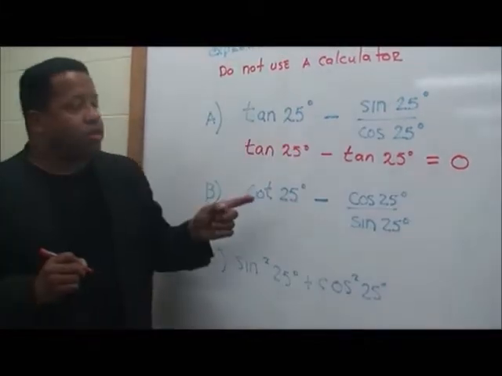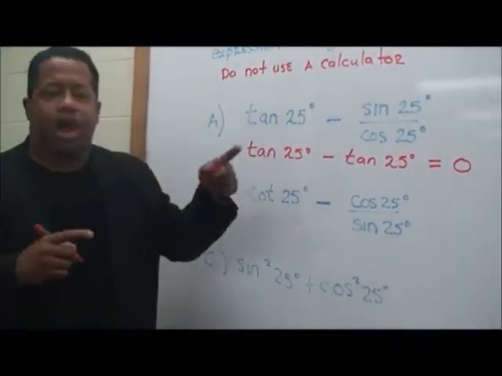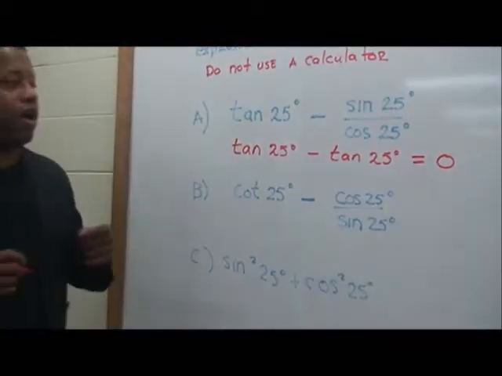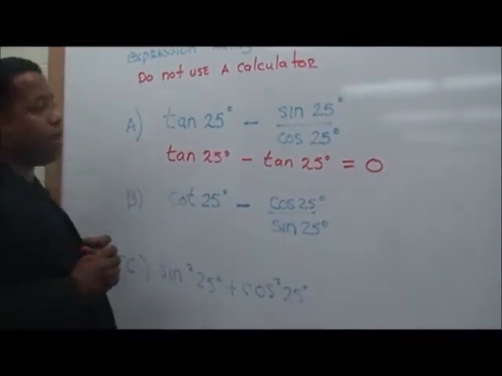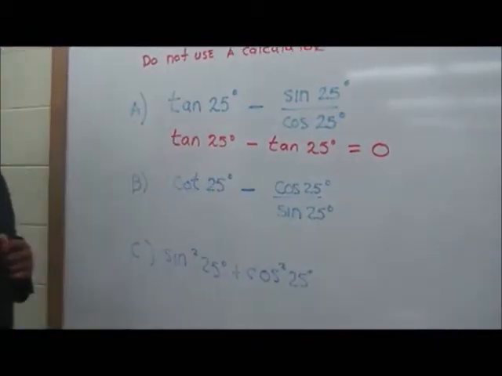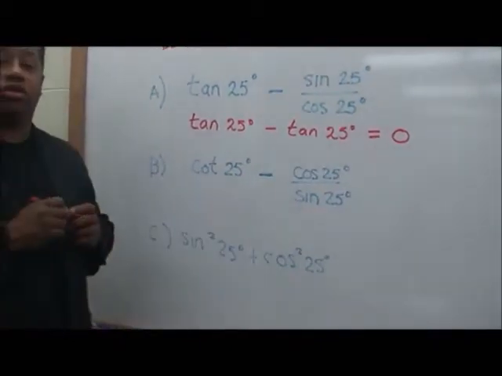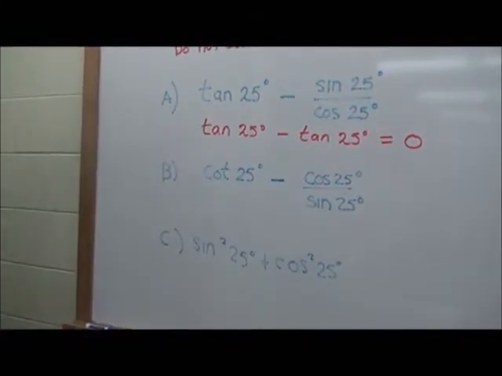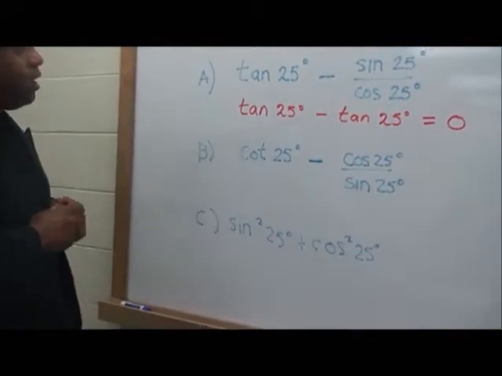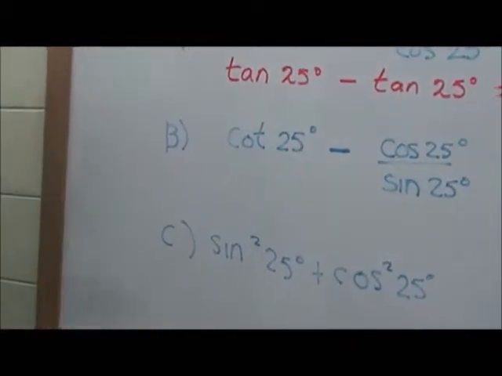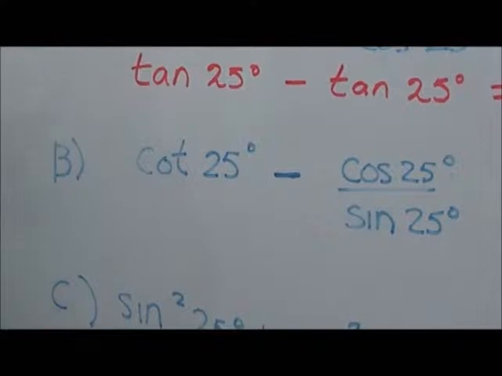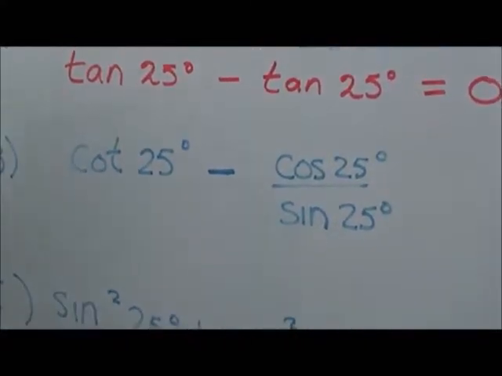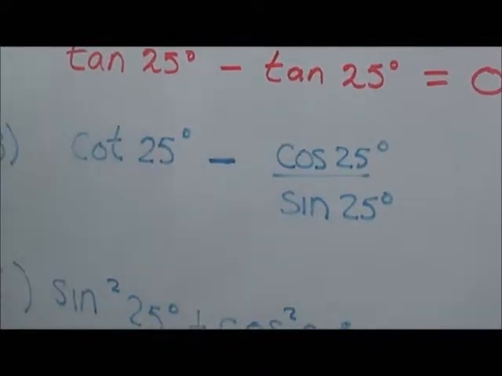Showing this is very important because you're actually proving that sine of 25 degrees divided by cosine of 25 degrees is tangent 25 degrees according to the quotient identity for the trigonometric expressions. Now, let's do another problem. Let's look at B. Cotangent 25 degrees minus the cosine of 25 degrees divided by the sine of 25 degrees.